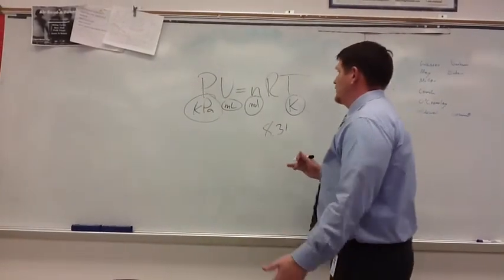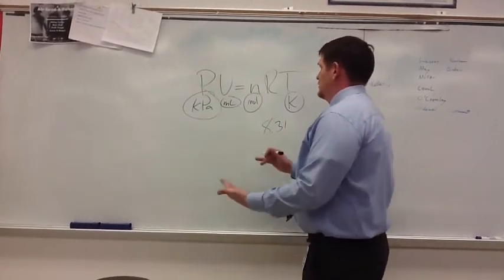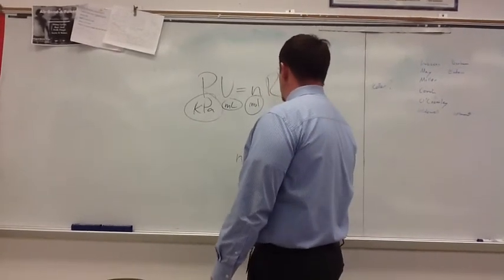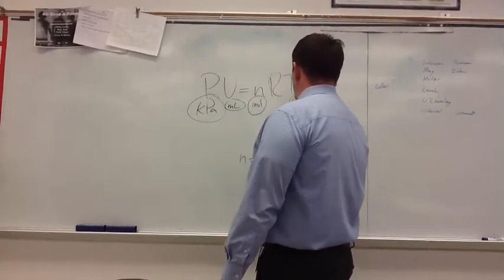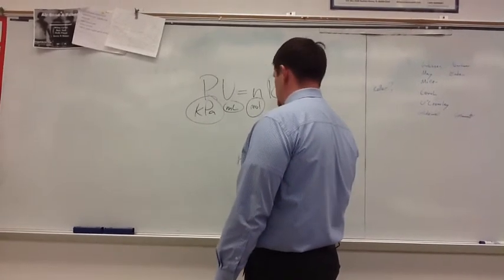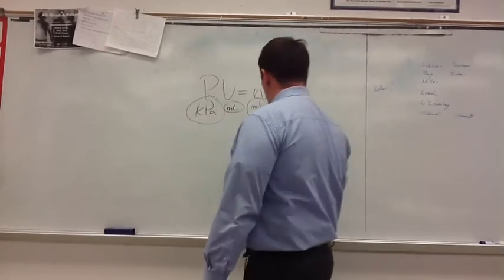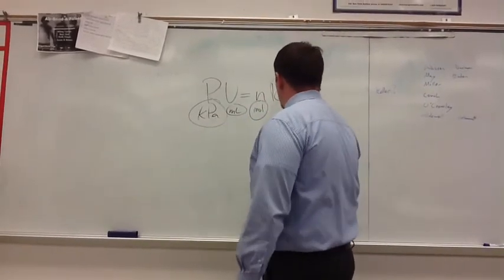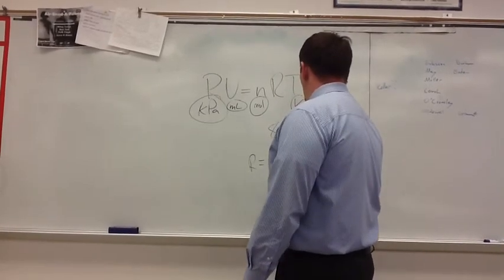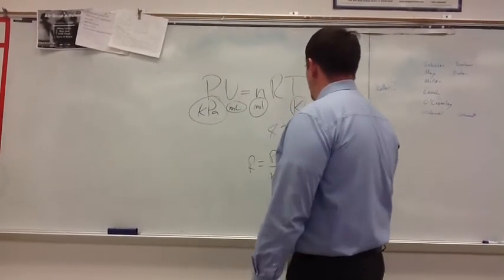Okay, so if I want to figure out what the units are, okay, rearrange the equation. I've got n equals PV over RT. What am I doing there? I don't want to solve for moles. I want to solve for gas constant. R equals PV over nT.